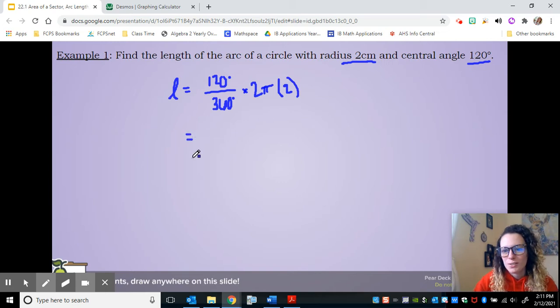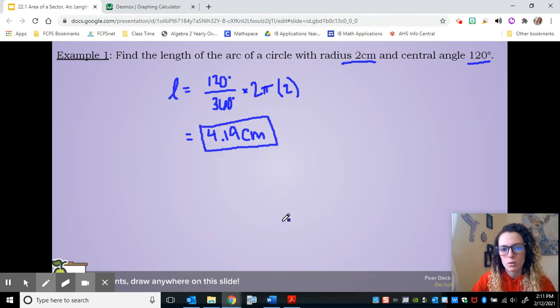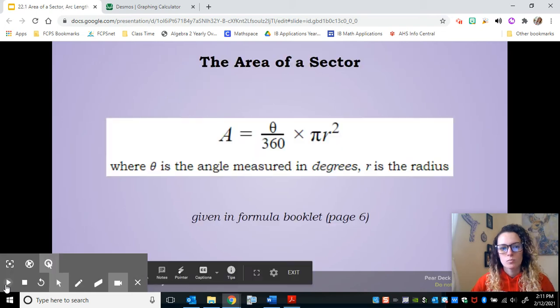Just like many other things we've done so far this year, you can just type that whole thing in the calculator so that you don't risk rounding prematurely. And when you do that, rounding to 3 significant figures, you get 4.19 centimeters. Looking for a length here, so it's just straight up centimeters, the same units that our radius was given in.